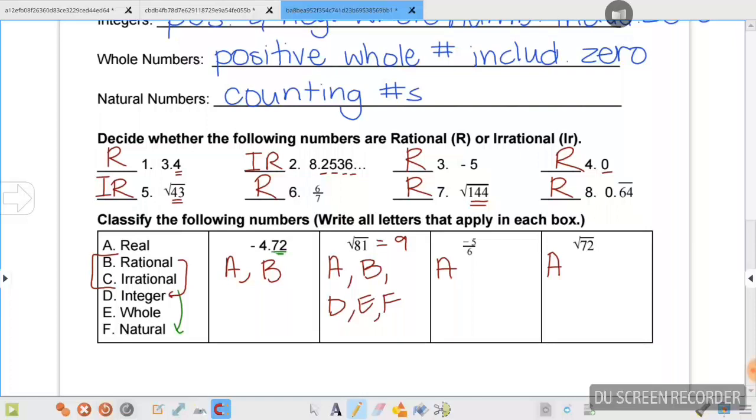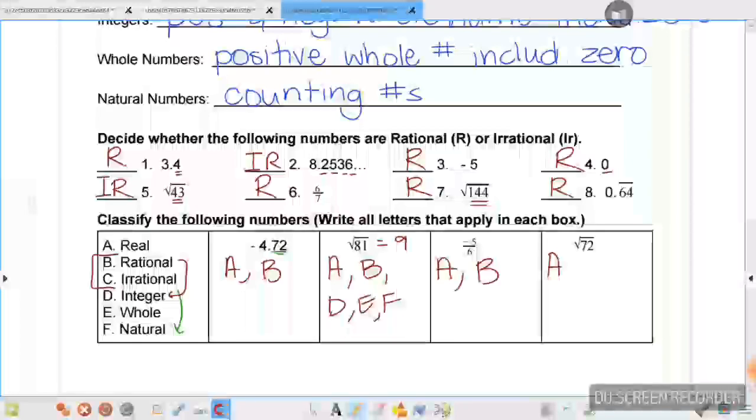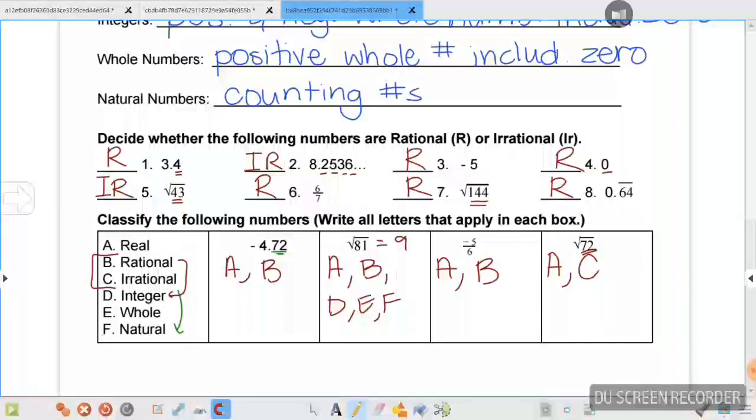All right, negative 5, 6. It is written as a fraction, therefore it is rational. But if I divided that out, I would get a decimal. It's not a whole number, it's a fraction, so therefore I'm done. I can't categorize it any further. 72, not a perfect square, therefore this is irrational, and anytime you have an irrational number, it cannot be categorized any further, so you are finished.